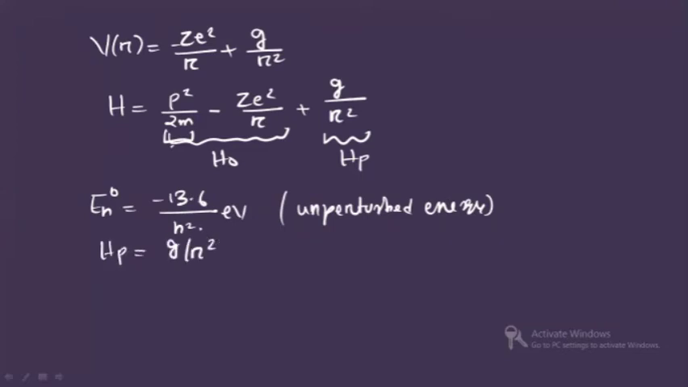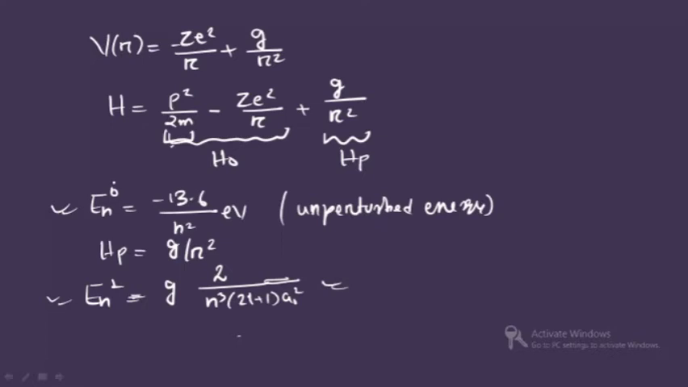And here the perturbed Hamiltonian is G by r². So you have to find the first order correction. The direct formula for this is G into 2 by n³(2l+1). I'm not going into the details of how it is derived because that will make the question very lengthy. So this is the value for the first order correction, E_n^1. This is the zero order, and this is the first order correction.